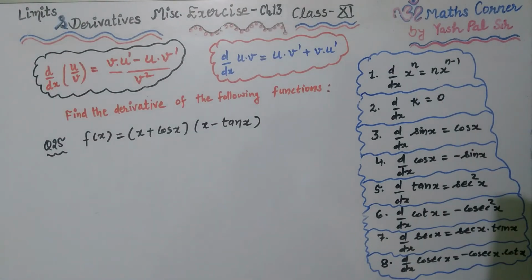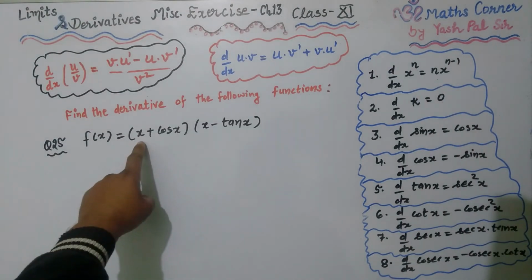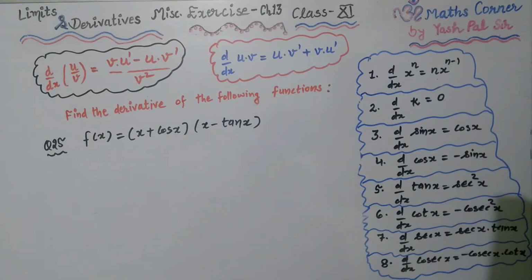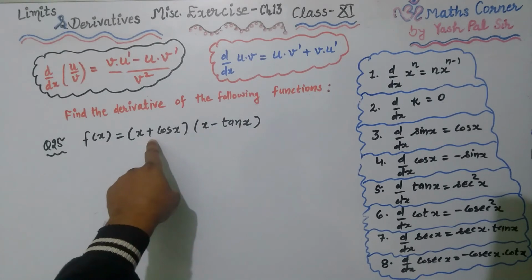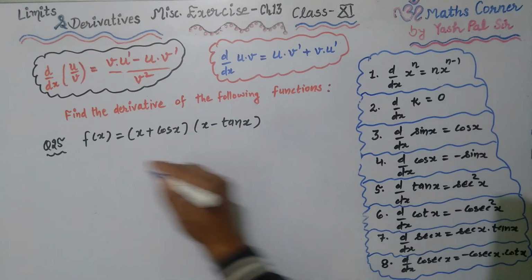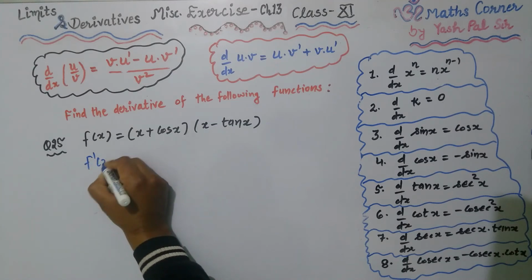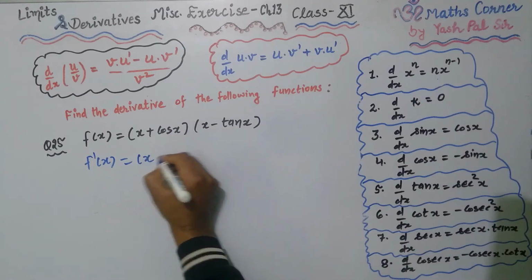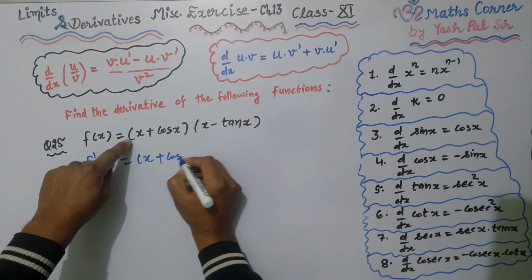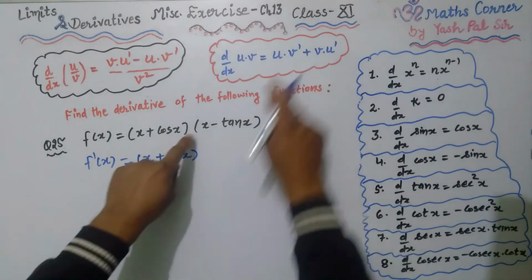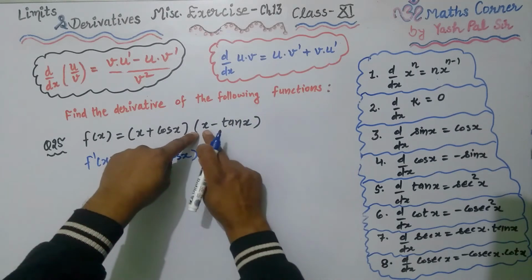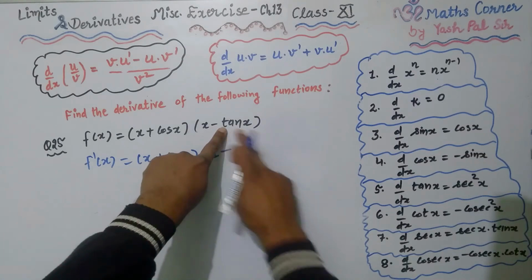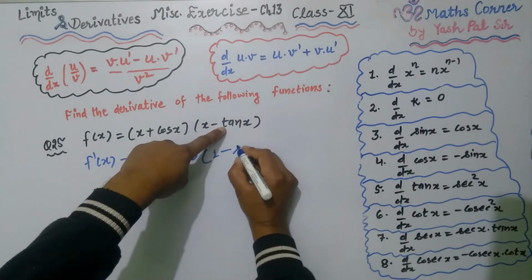Question number 25. f(x) is equal to (x plus cos x) into (x minus tan x), u into v. This is u, this is v. So we have f'(x) is equal to u as it is, (x plus cos x), into v', its derivative. Derivative of x is 1 minus derivative of tan x is sec squared x.